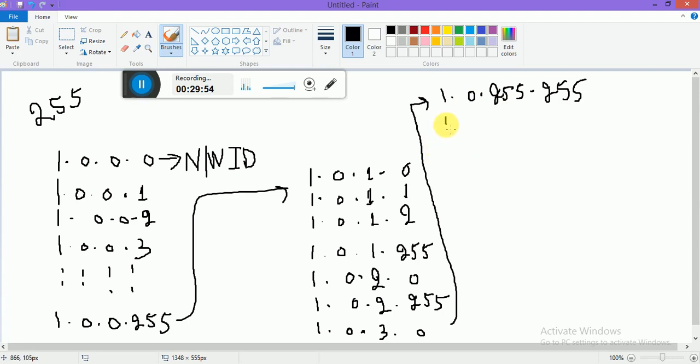Now you see 1 0, so this becomes 1 now, but this becomes 0, and this, the fourth portion, also becomes 0. So now look carefully how the loop is actually working.